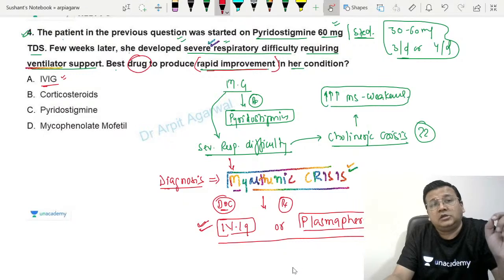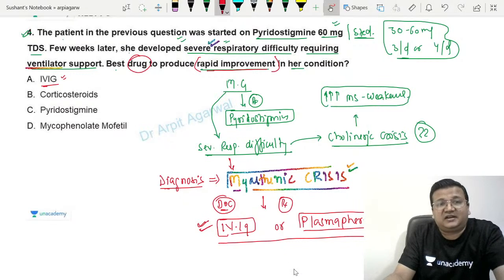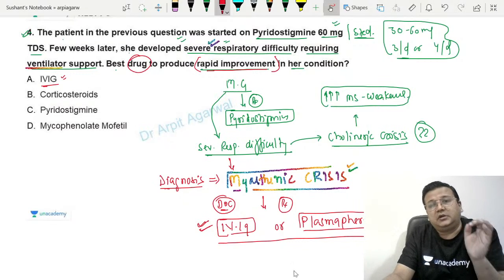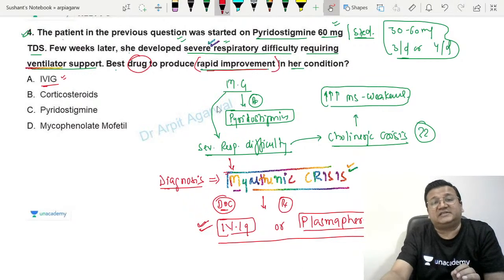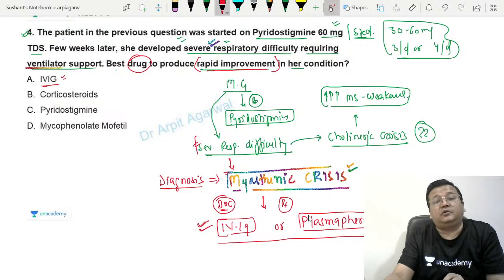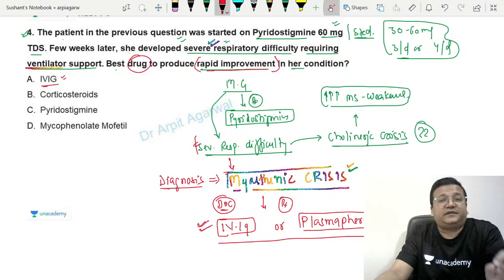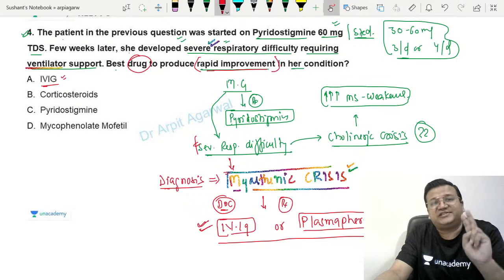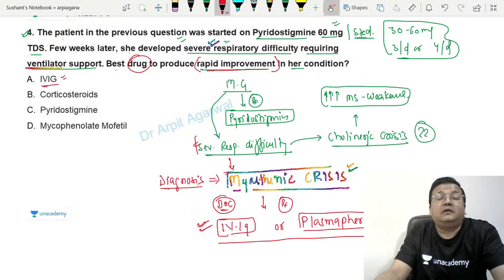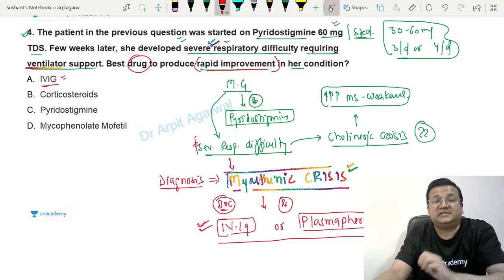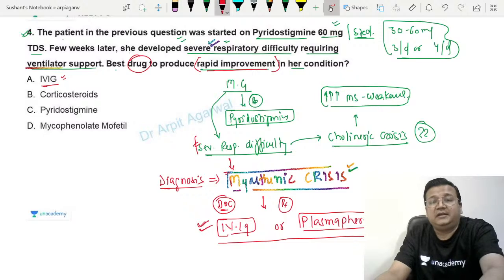Clear? So this is about myasthenia gravis. How to diagnose? What are the key symptoms? What is the treatment? What is myasthenic crisis? How to diagnose? Which symptom to look for? And what is the treatment? So next, after anticholinesterase poisoning, the second most important topic in ANS as far as clinical scenario is myasthenia gravis. And I've told you the important points in that.